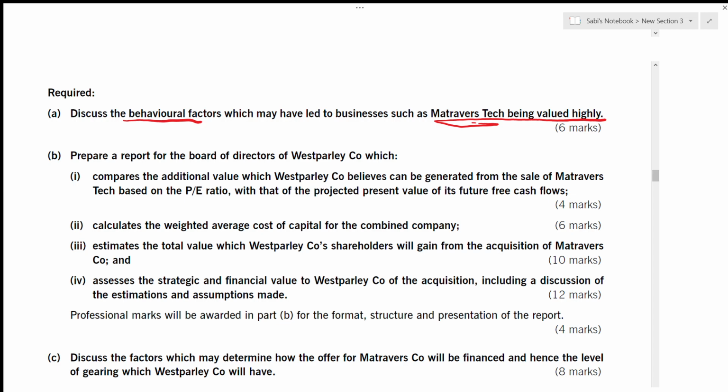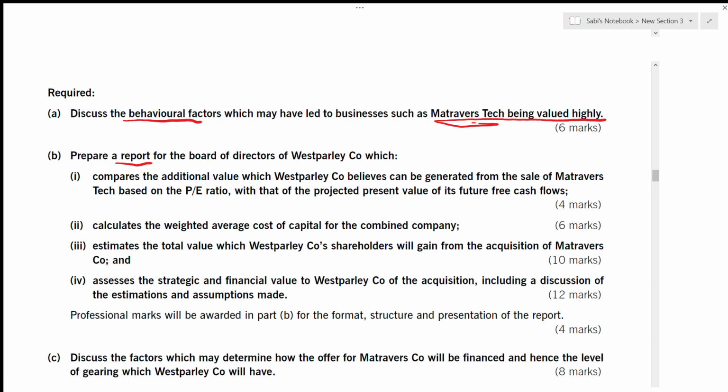Now let's go to part B. Part B is your main thing because your professional marks are in part B. Prepare a report for the board of directors of West Parley Company. So it's a report again. You have to know the format of a report.